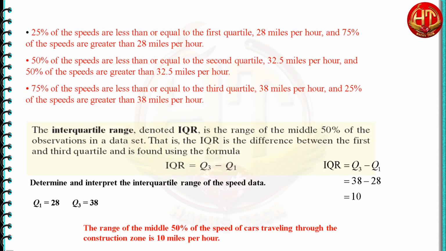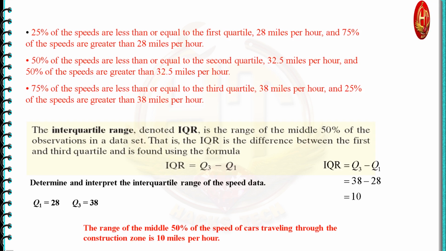Same as the third quartile. What is the third quartile? Third quartile means 75% of the data is below the third quartile, and 25% of the values are above the third quartile value. So your third quartile answer is 38 miles per hour. It means that 75% of the speeds are less than or equal to the third quartile, and 25% of the speeds are greater than 38 miles per hour. So these are your comments.